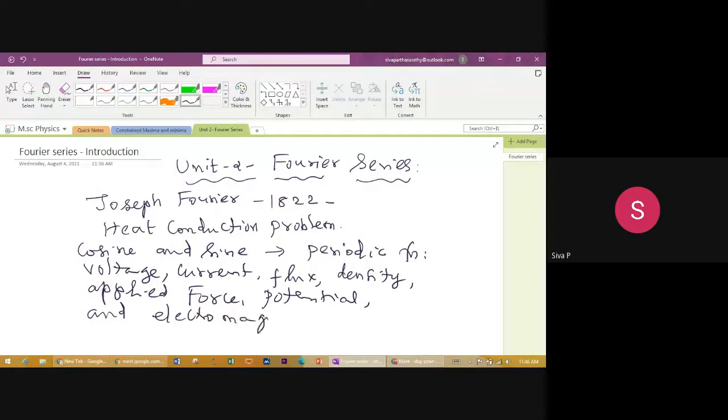Anybody, can you tell me that what is simply the definition of periodic function? You can tell in your own word. It's not a problem.